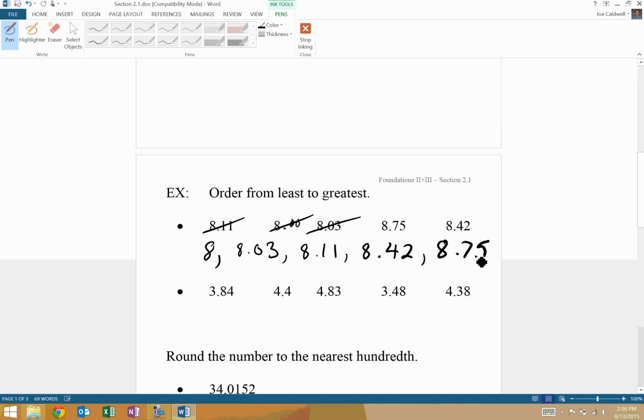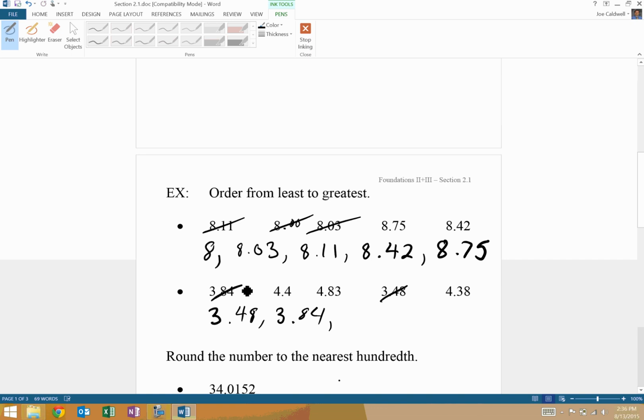Okay. Same concept here. Now we have some different numbers to look at. So make sure you look at the 1 spot there. So we have 3. Obviously the 3s are going to be the smallest. But 3.48 is smaller than 3.84 because 4 is smaller than 8. So 3.48, and then obviously our other 3 will come next. Okay, so get rid of that.